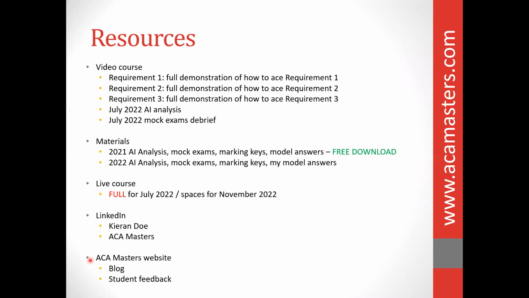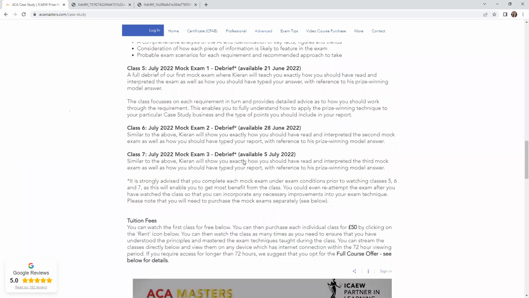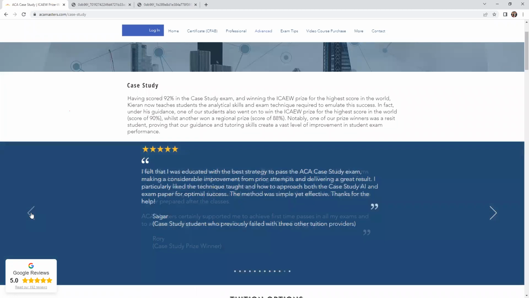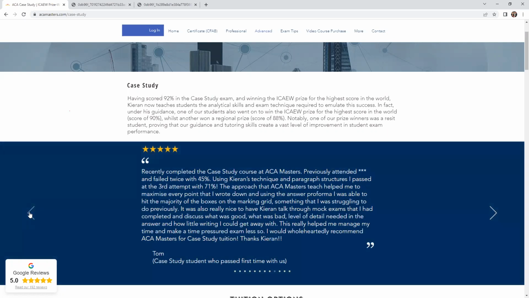On the ACA Masters website, we've got our blogs. There's a case study article there in our blog. It's also quite useful sometimes to look at student feedback. You see there's a lot of students who have struggled with case study, and most of them feel as though it was down to technique. Mark improvement by 25%. Some students failed with 45 and then ended up getting 71, and you can see that it's all down to learning the technique, hitting the boxes, understanding the marking grid, something they struggled with previously, mock exams.